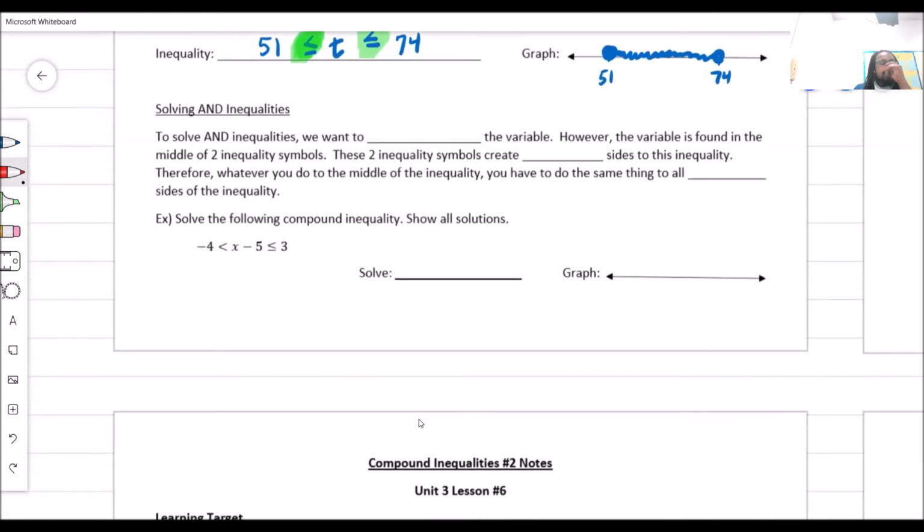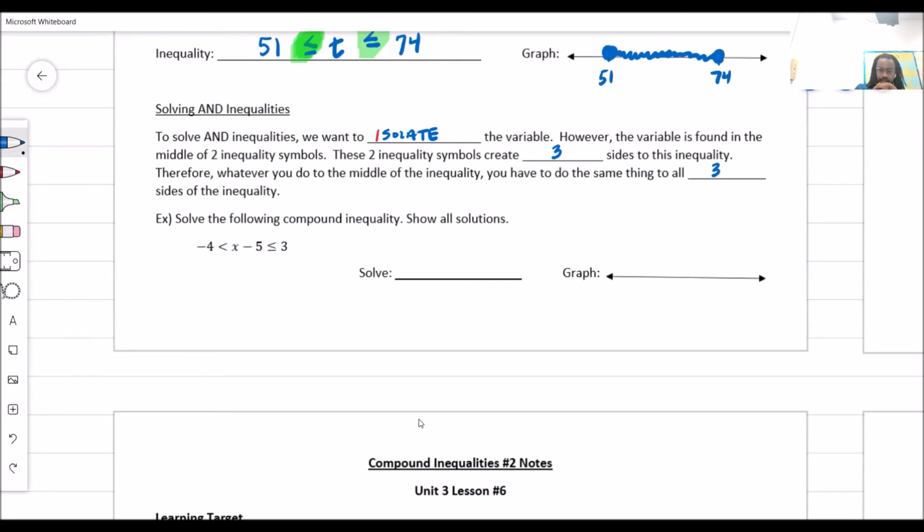Okay, solving "and" inequalities. To solve "and" inequalities, we want to isolate the variable, the same as before. However, the variable is found in the middle of the two inequality symbols. These two inequality symbols create 3 sides to the inequality. Therefore, whatever you do to the middle of the inequality, you have to do the same thing to all 3 sides of the inequality.